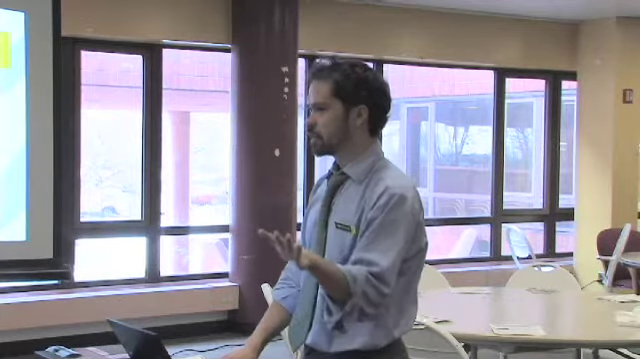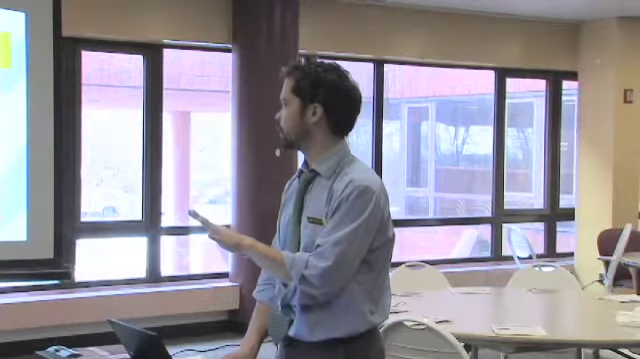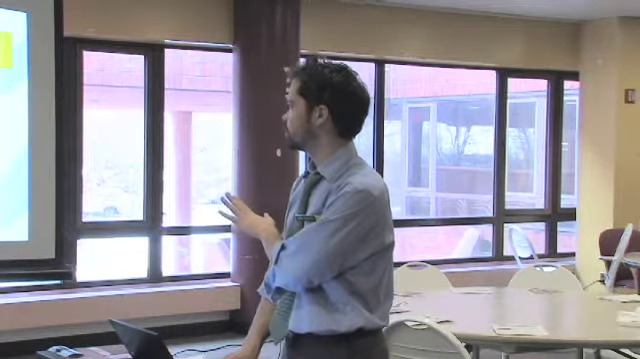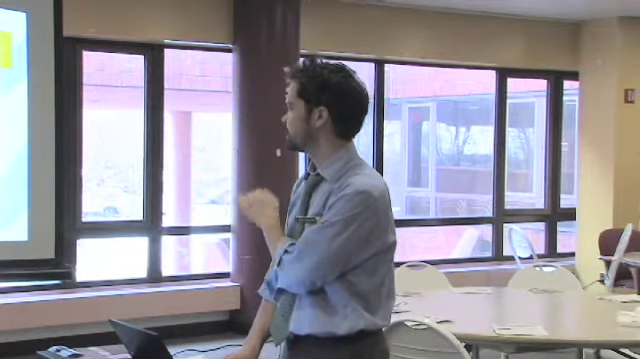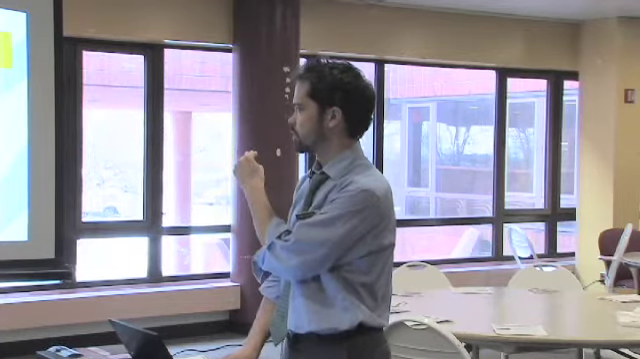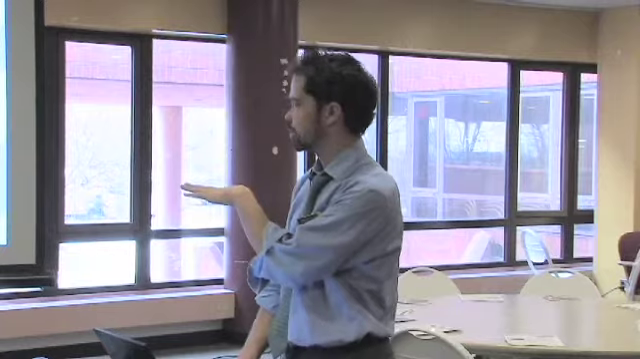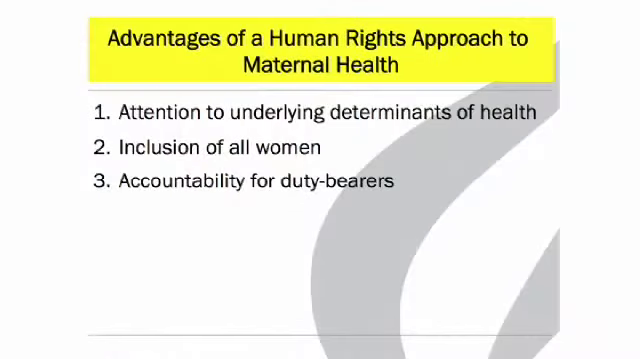So we've talked about the right to health, we've talked about maternal mortality. There are a lot of things we could say about a human rights approach to these issues, but I'll just highlight 3. Attention to underlying determinants, universality, that is inclusion of all women, and accountability for governments and other actors.